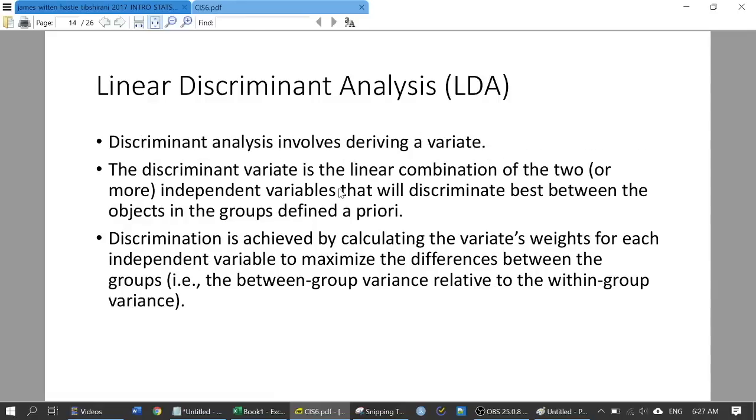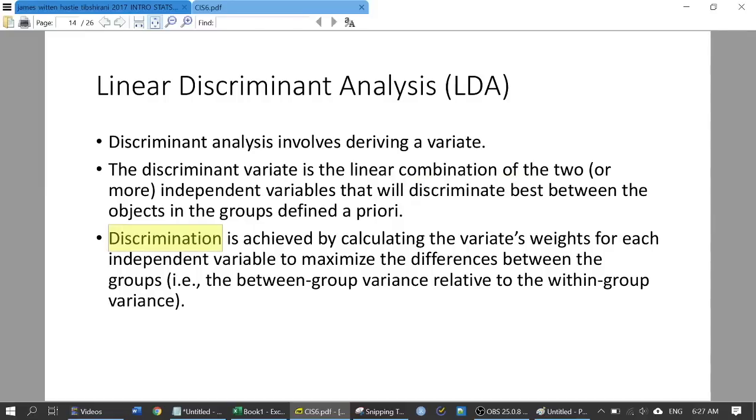A discriminant analysis involves deriving a variate, okay? And this discriminant variate is actually a linear combination of two or more independent variables that will discriminate best. It will discriminate between two or more groups, between the objects of groups defined a priori. And discrimination means that you divide the group into this and that.